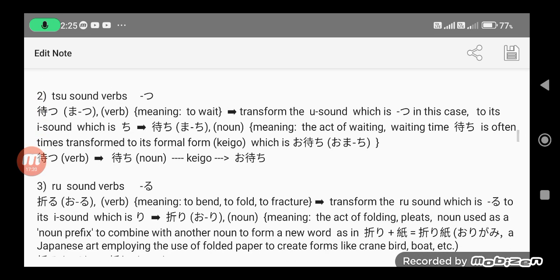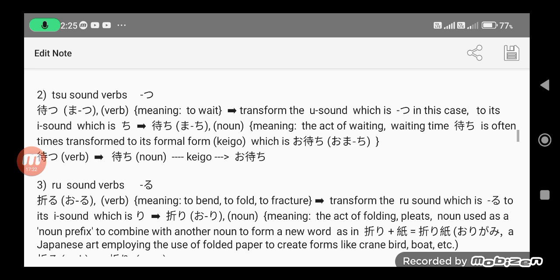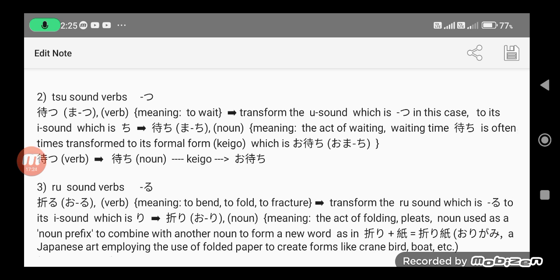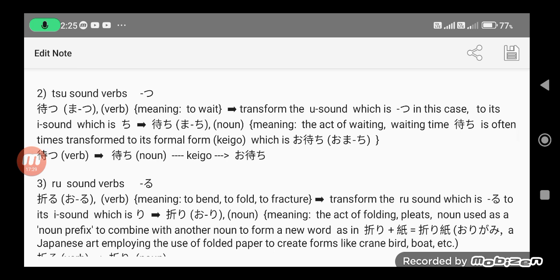So next is the tsu sound verbs. Example of tsu sound: sorry, that's tsu, not chu. Tsu sound. Example is matsu, meaning to wait. Matsu is a Godan or u-verb. Matsu, meaning to wait.